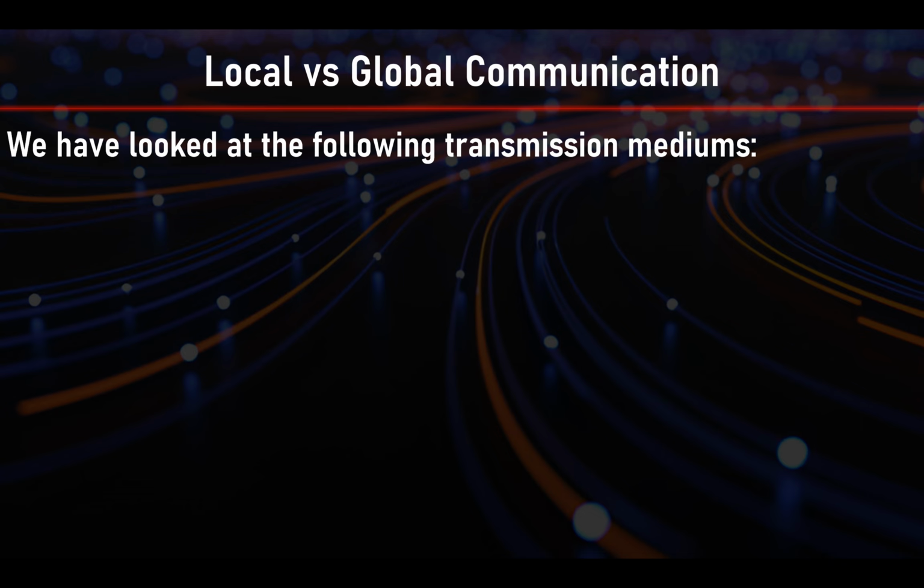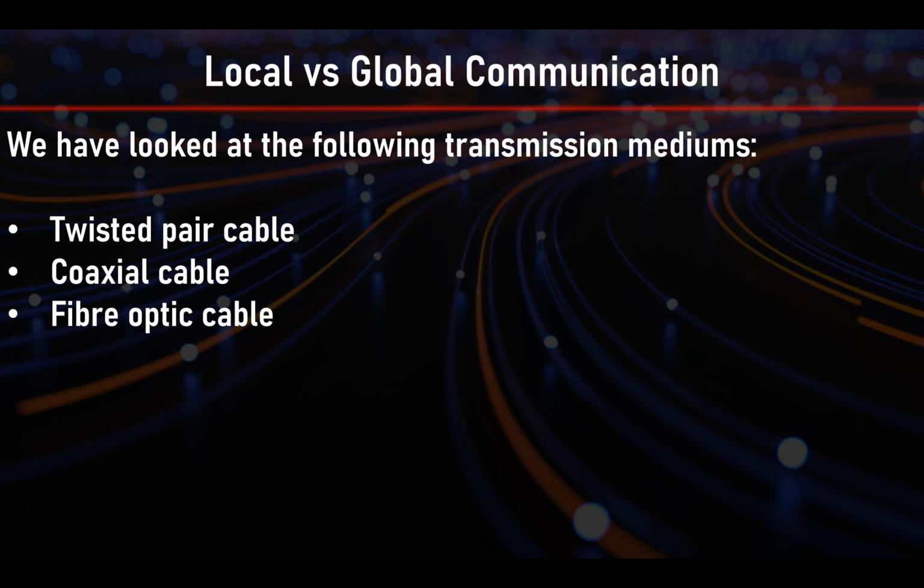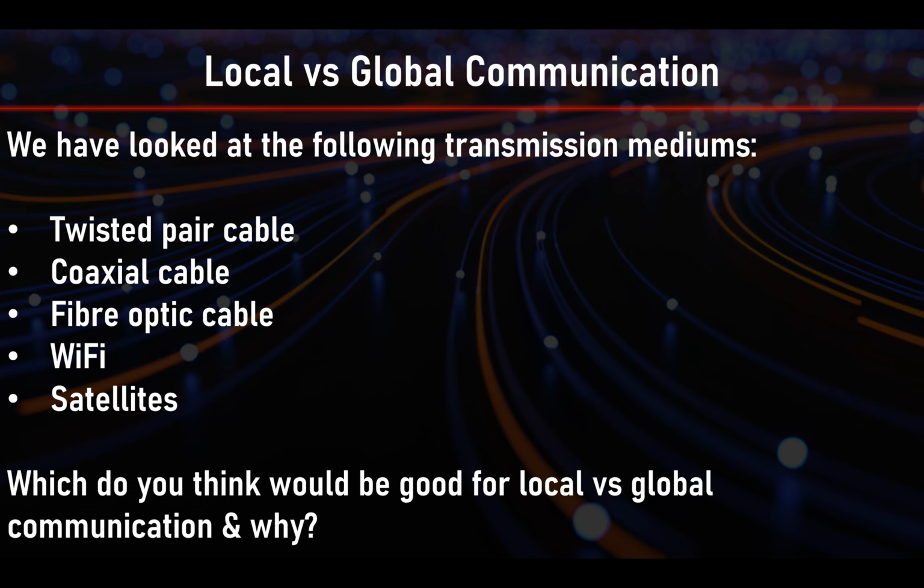Okay, well, we've looked at the following transmission mediums: twisted pair, coaxial, fibre optic, all wired. And then for wireless, Wi-Fi and satellites. I think in the exam you can also mention Bluetooth as well, although maybe they don't mention it too much in the books. So which do you think would be good for local versus global communication and why?